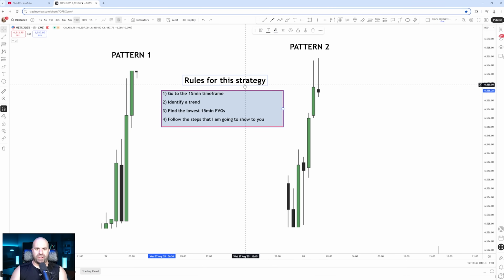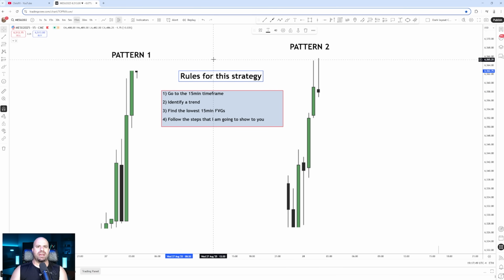And here I've got the rules for this strategy, guys. The rules are very simple. Number one, just go to the 15-minute time frame. Number two, identify a trend, which is gonna be very easy because I'm gonna show you. You will be identifying the explosive moves only. Number three, find the lowest, or the highest if we're going to sell, 15-minute fair value gap, and we're gonna be showing examples. And number four, follow the steps that I am going to show you, guys. Very simple steps. Two patterns only.